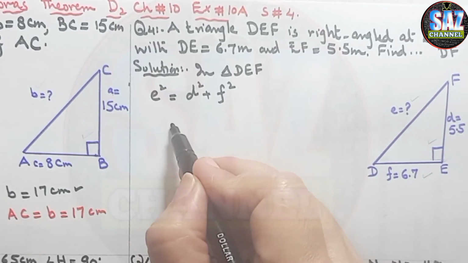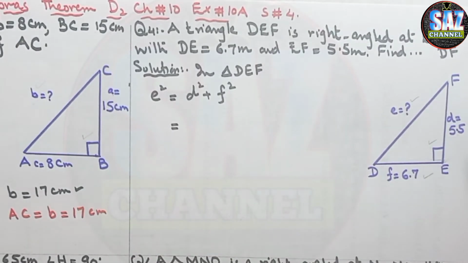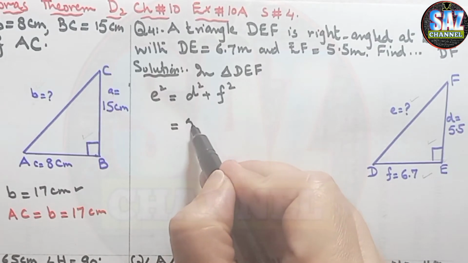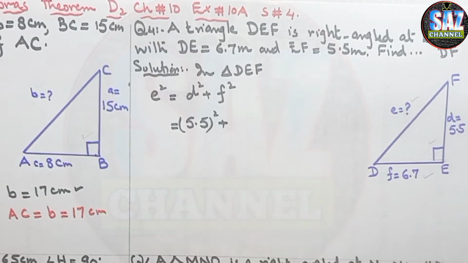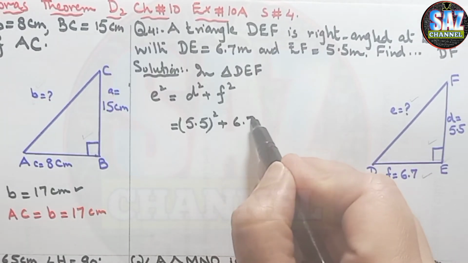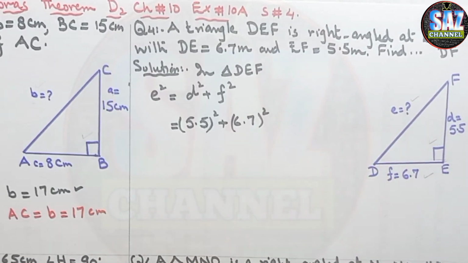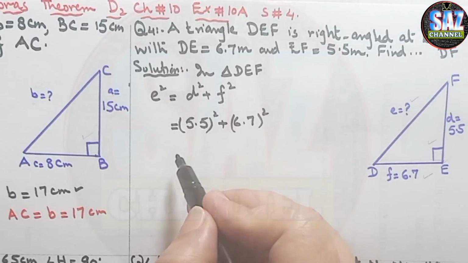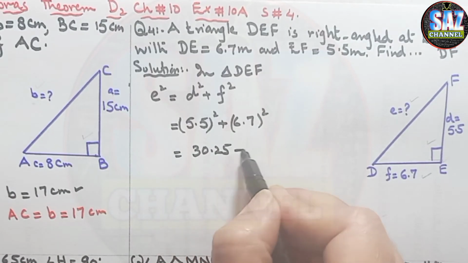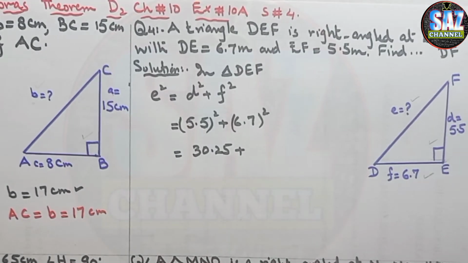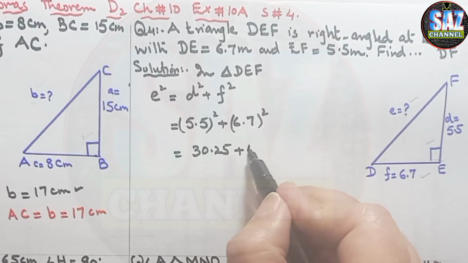Now insert the values carefully. That d has the value 5.5 square plus f has the value 6.7 square. Now take the squares carefully. 5.5 square is 30.25. 30.25 plus 6.7 square, 44.89.